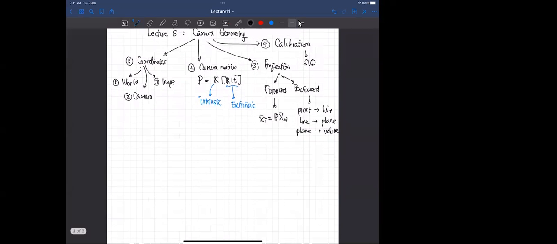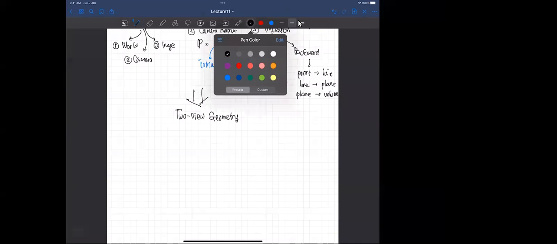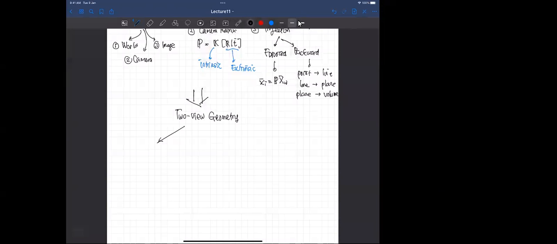Right, so this is lecture 5. In lecture 5, we also learn about two view geometry. And when we discuss two view geometry, we learn about epipolar geometry. And in epipolar geometry, we have a few different concepts.